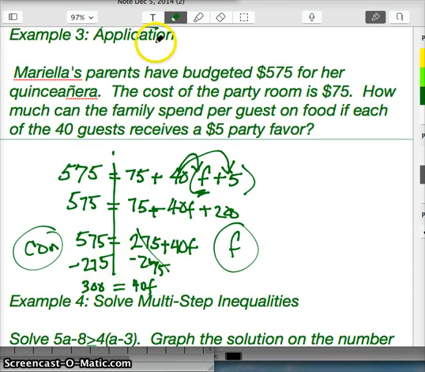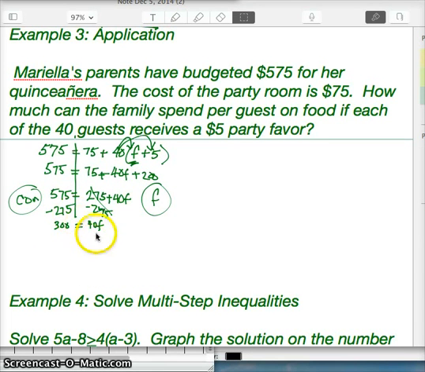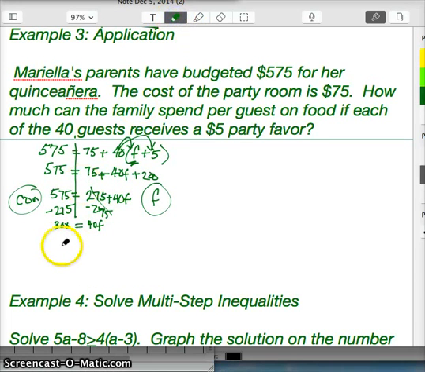Now that I have that, I need a little bit more space. Let me do some magic here. Okay, so made that a little bit smaller. Now I have 300 is equal to 40F. I'm going to divide both sides by 40. And when I do that, F is alone.